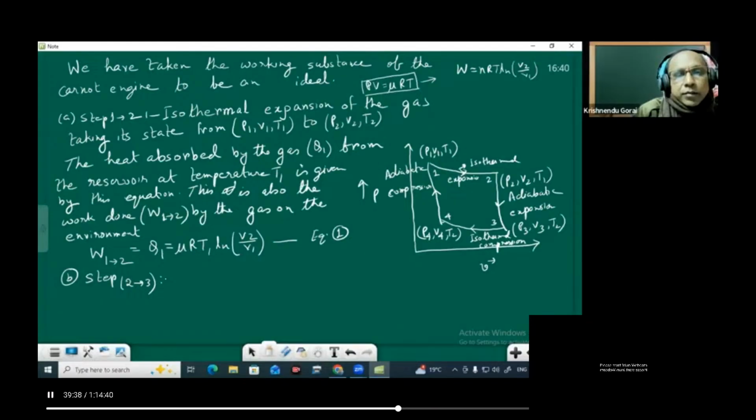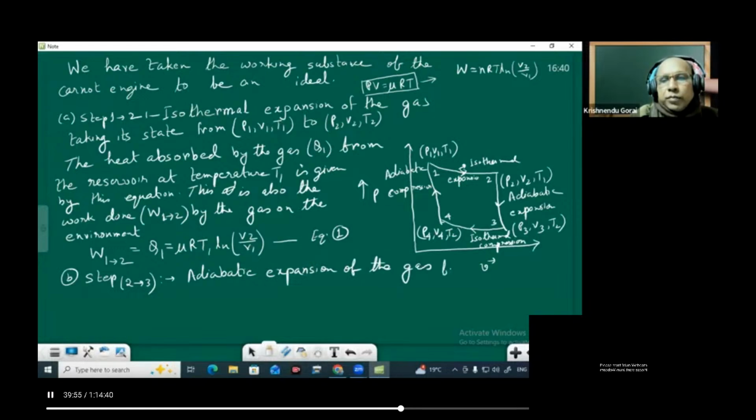Adiabatic expansion of the gas from P2, V2, T1 to the third state, that is P3, V3, T2. This state here, 2 to 3, right?